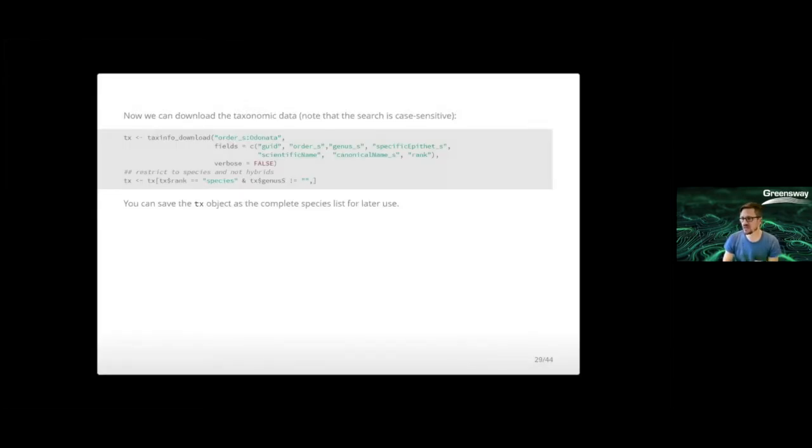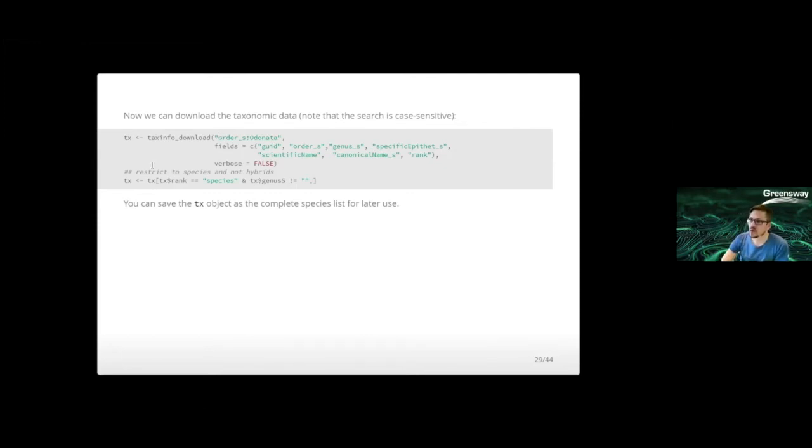Now we can download the whole taxonomic data for this order Ordinata, and that we do with taxinfo download, the function that will download the whole taxonomic tree for Ordinata, everything that is within Ordinata, including subspecies or definitions lower than species, and genus and orders, and so on. And we can save that for later use if we want to make a specific search.